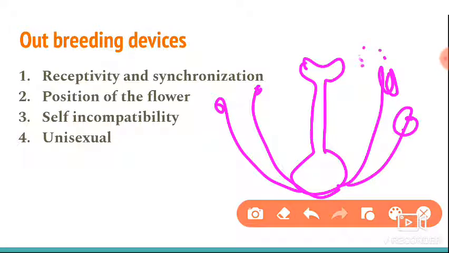Here the anthers are going to release pollen grains, and the stigma should receive that pollen grain within a particular time. In some plants, the maturity of the stigma and the maturity of the anther take place simultaneously. When the pollen grains are released, the stigma will receive them.